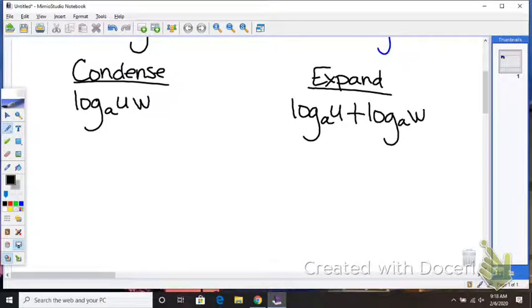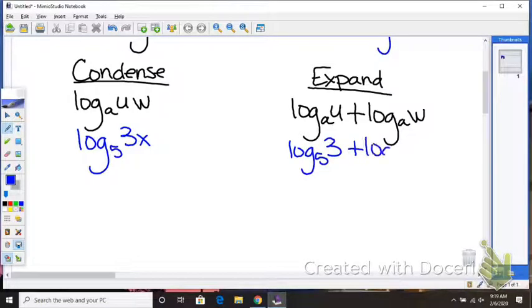So whatever you're logging, if it's being multiplied, you split it up, put a log with each thing, and then add them up. So if I've got something like this, log base 5 of 3x, the expanded form is going to be log base 5 of 3 plus log base 5 of x. Right. Okay?